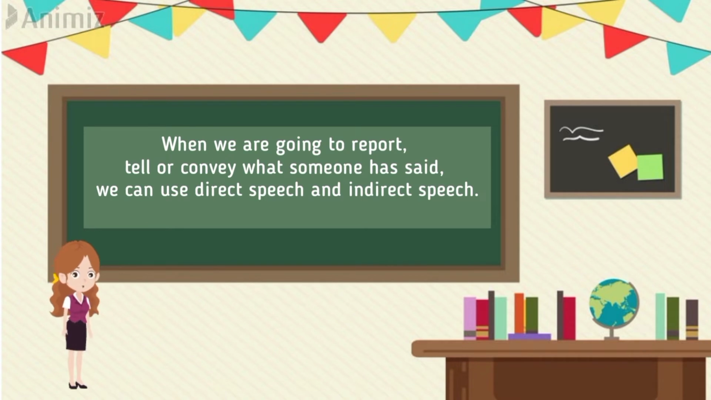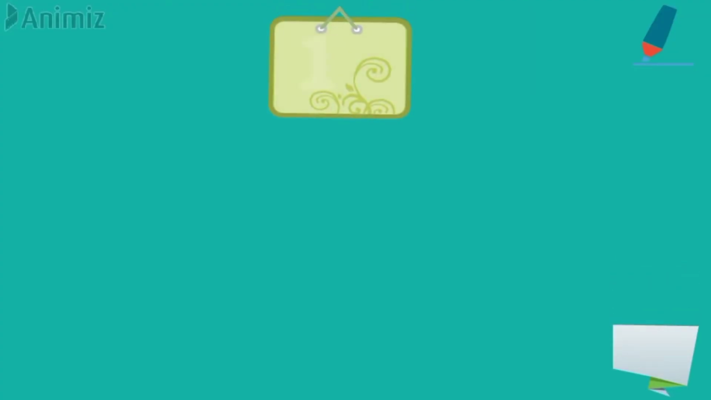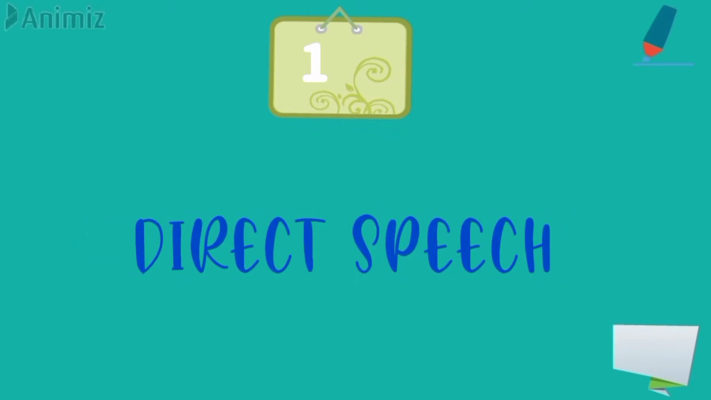So, reported speech is used when we are going to report or convey what someone has said, that is about other people. We can report it as a sentence or story. We can use direct speech and indirect speech. I will explain both of them. Okay, the first is direct speech.